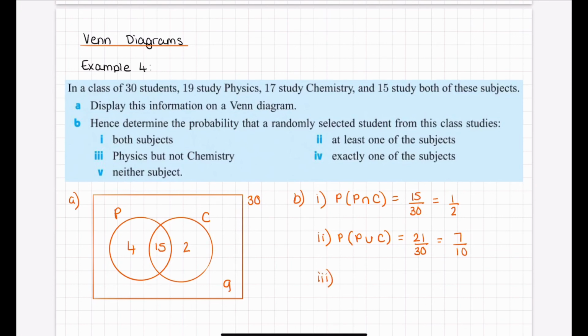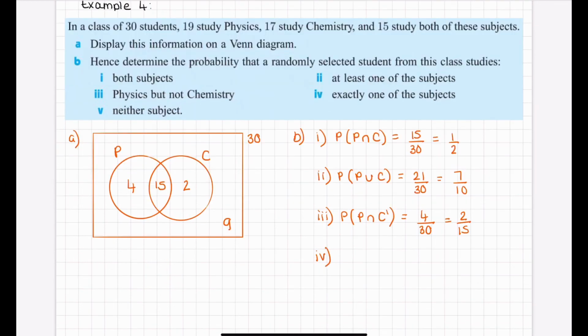Number 3, physics but not chemistry. So to write this in notation, we want physics and not chemistry. So not chemistry, write the C and the dash. Now physics but not chemistry will just be the 4, because that 15 in the middle studies chemistry. So it's only going to be 4 out of 30.